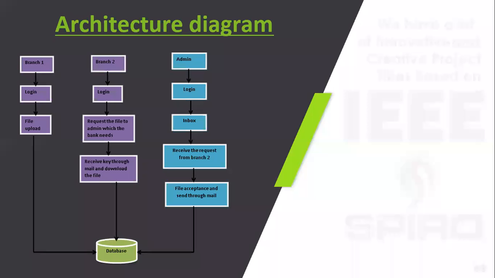This is the architecture. In this there will be branch 1, branch 2, and me, the admin. Here is how we are going to share the file transactions from branch 1 to branch 2 with the acceptance of admin. Branch 1 will log in and upload a file. While uploading, the key will be generated, and that key will be stored in the database along with the file.